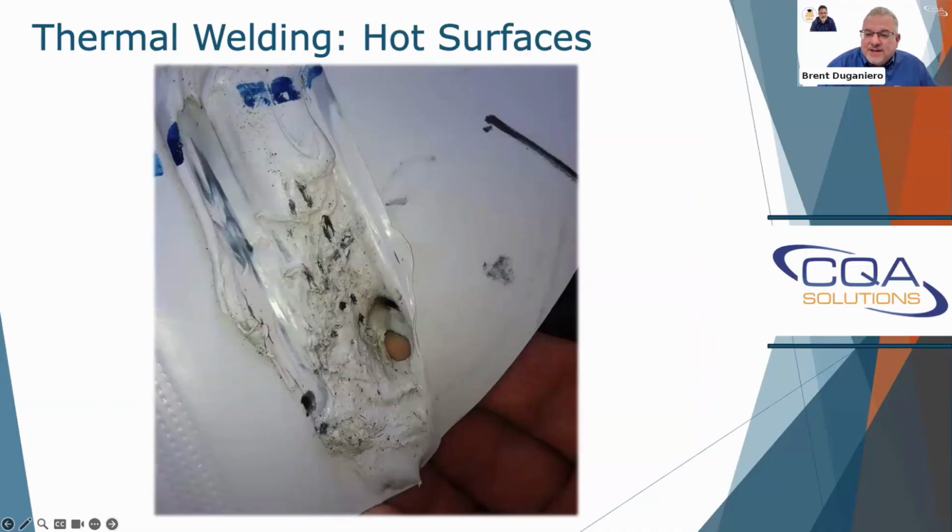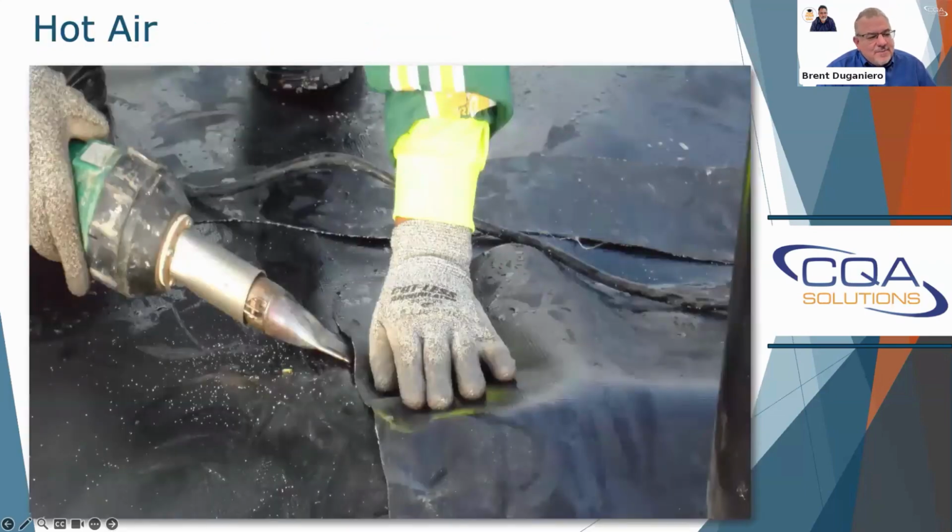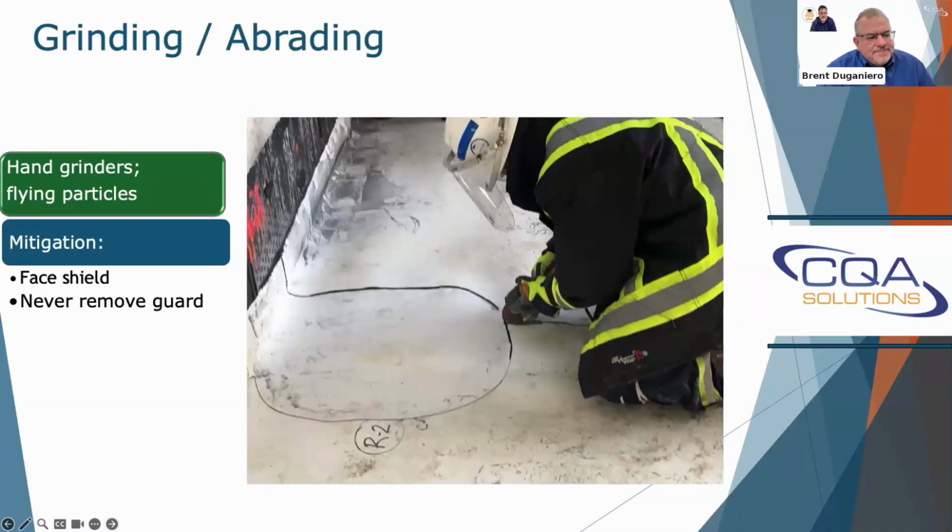I mentioned thermal welding can get hot. So what we're looking at here, we removed this patch. It's a patch from a 60 mil HDPE liner. So that liner's 60 mil, and that weld was so hot it burned a hole right through it. So the welds are hot, so you have to be careful. Sometimes we're using forced hot air for some of these seams. So again, use caution.